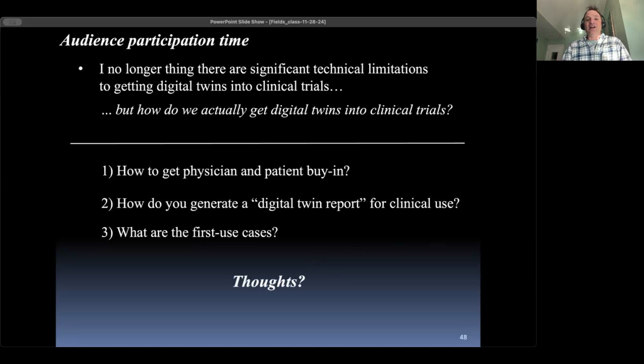What do you guys think are the answers to these things? How do you communicate this information to physicians and patients? How do you summarize all that's going on in forming a digital twin for something that's clinically of value? And what are the low-hanging fruit to go after first? I would love to know what people think about this, especially, yeah.